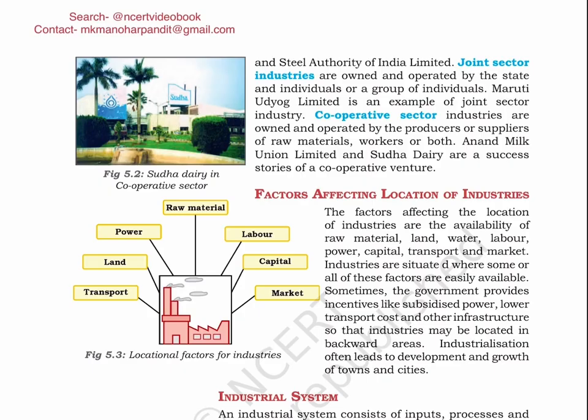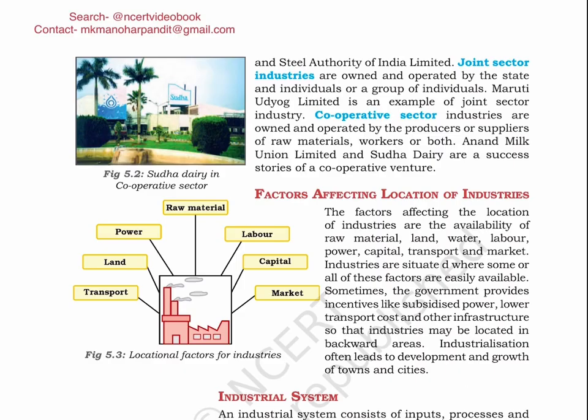Maruti Udyog Limited is an example of joint sector industry. Cooperative sector industries are owned and operated by the producers or suppliers of raw materials, workers, or both. Anand Milk Union Limited and Sudha Dairy are success stories of a cooperative venture. On the right side, there is a green box which reads Activity. Give some examples of agro-based industries. Page number 50.